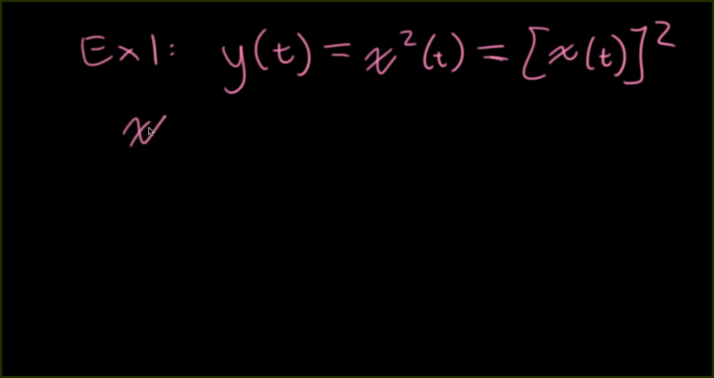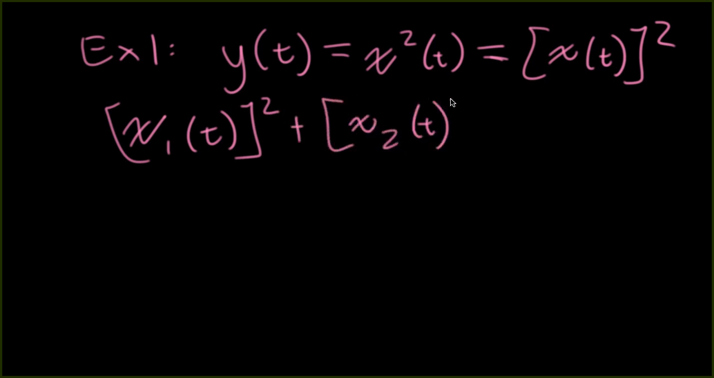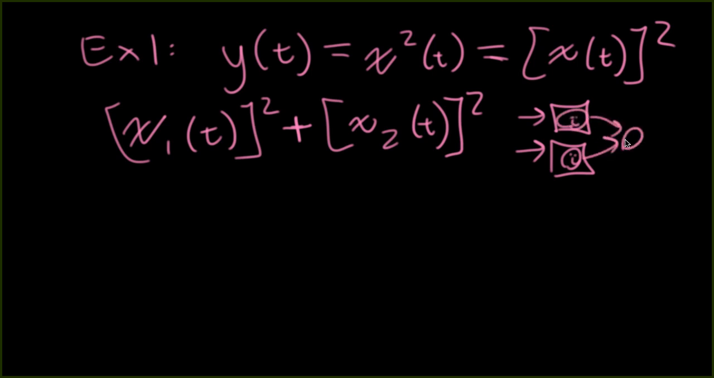If we take x1 and run it through the system, we take x1 and square it. And then we'll take x2, run it through the system, we take x2 and square it. And then we add the resulting outputs together. So this is the situation where we're running it through the systems first, and then we're doing the addition. Okay, this is probably the worst graphic ever made in the history of YouTube.